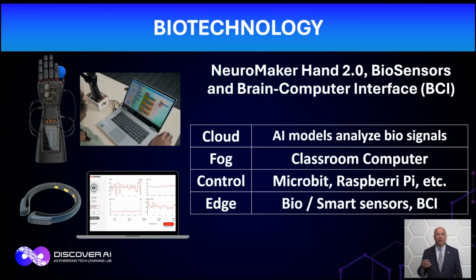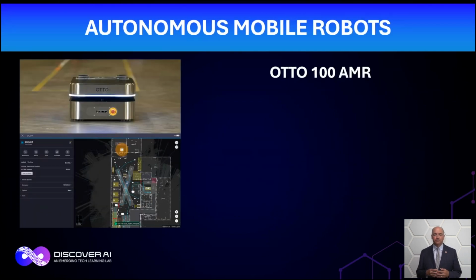At the edge, we're talking about bio and smart sensors and that BCI, that brain-computer interface. When we go up to our control systems, we're talking about Raspberry Pi and micro:bit microprocessors that are basically gathering data on the edge, sending that to a classroom computer, and then using cloud-based machine learning and artificial intelligence models to analyze biosignals. How cool is that for a student who's interested in a possible future career in medicine where artificial intelligence is changing absolutely everything?